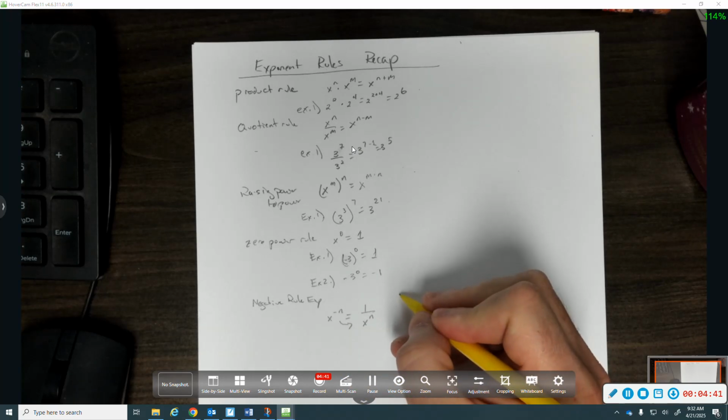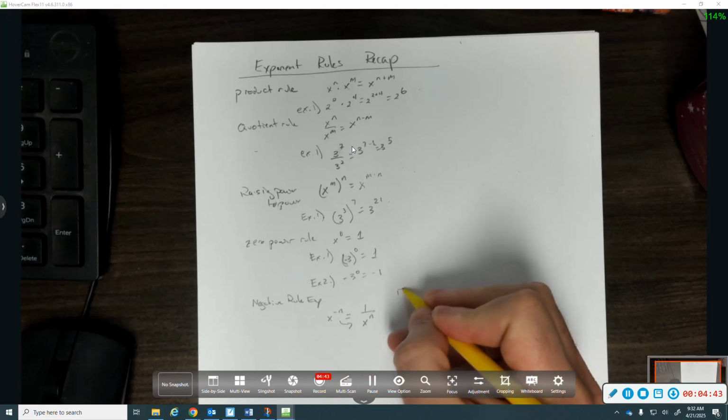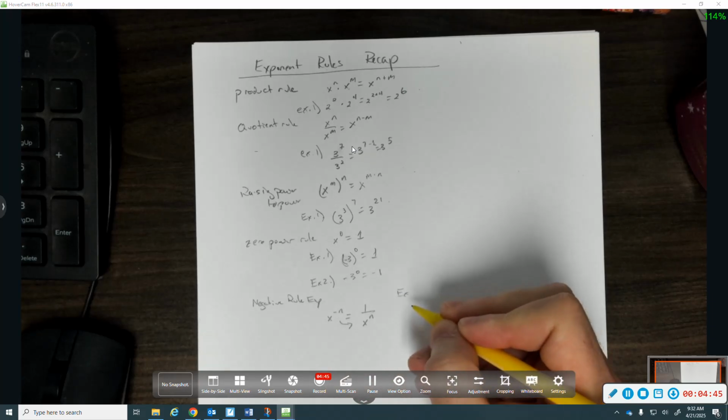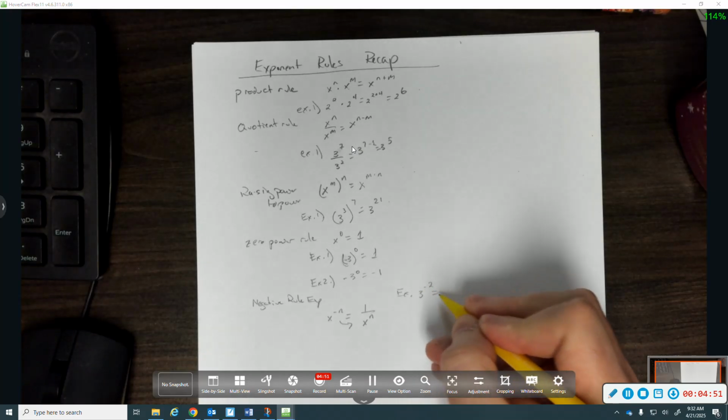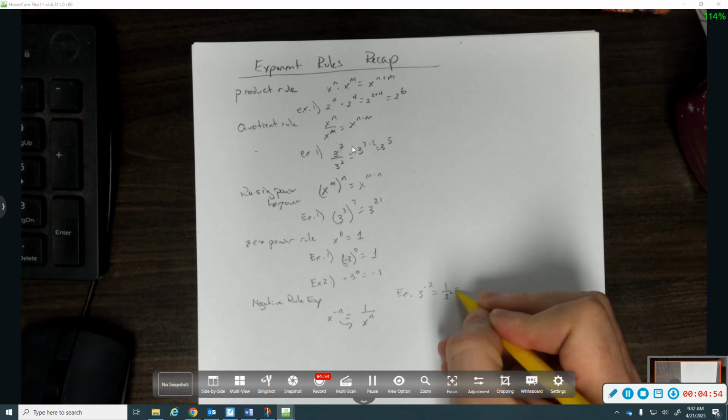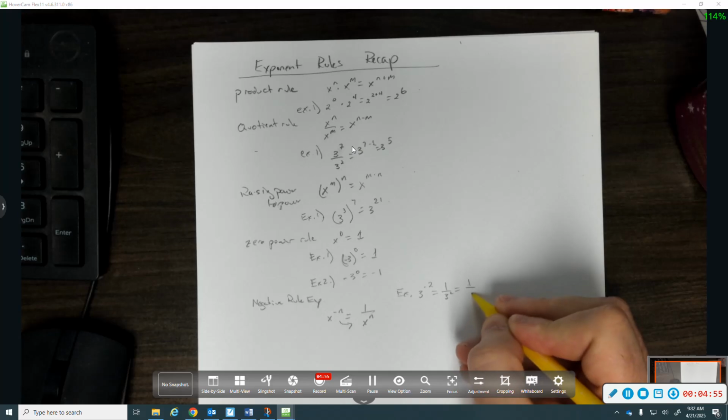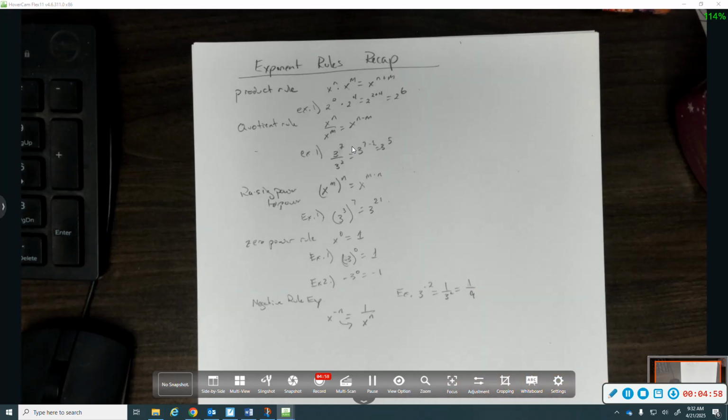So if I have, for instance, 3 to the negative 2nd power, that's just 1 over 3 to the 2nd power, but if it says to simplify, it's 1/9. So those two things are equivalent. You should be able to handle that.